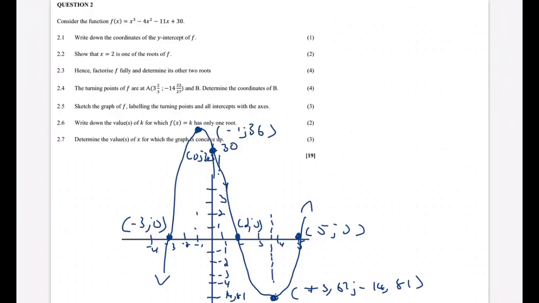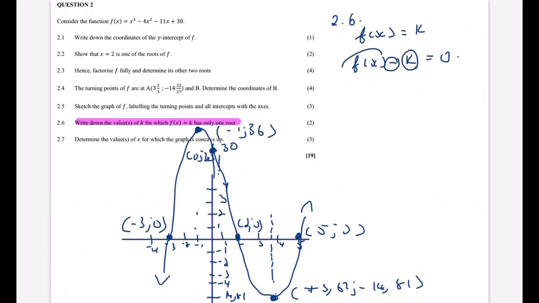All right, now I want us to think about 2.6. A lot of learners find a question like this to be quite challenging, but I'm going to try to make it a bit clear for you guys. So write down the values of k for which f of x is equal to k has only one root. I always just say move the k to the other side first for a question like this. So you have f of x minus k is equal to 0, and start to think about k as a number that we are subtracting from f of x.